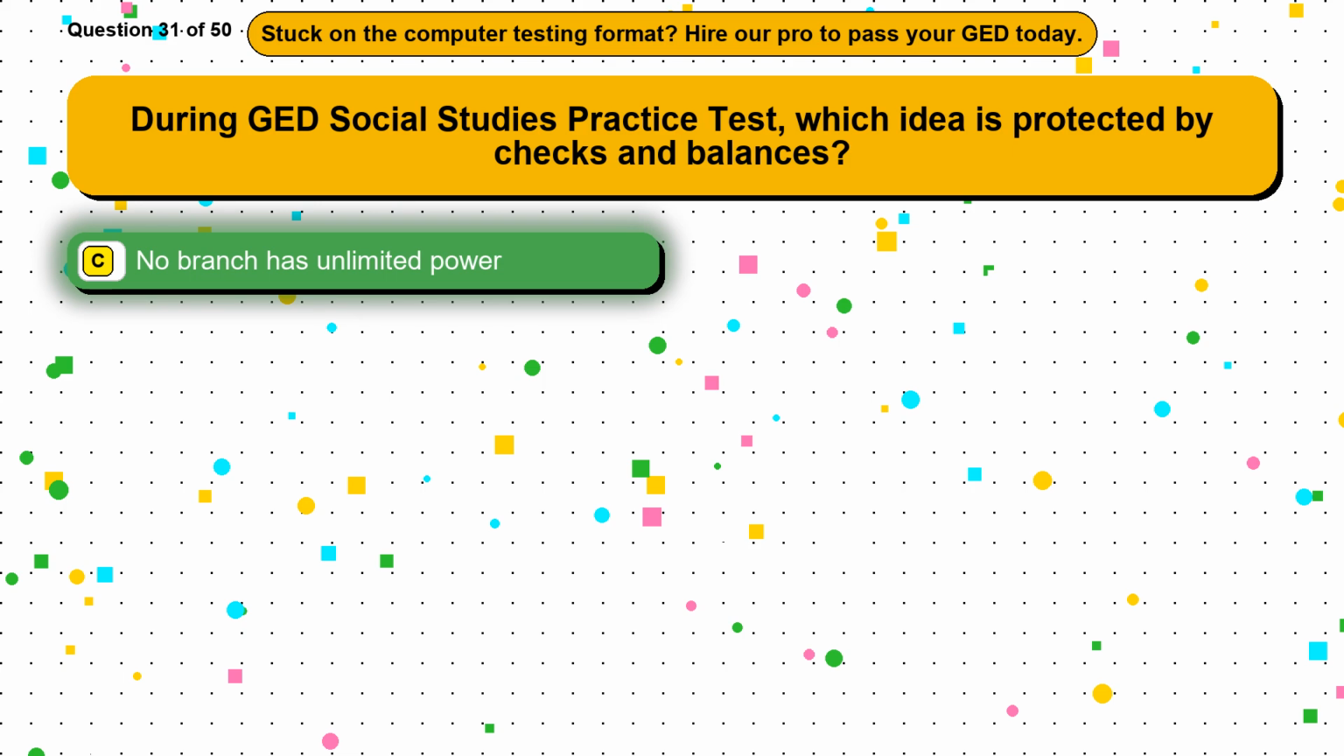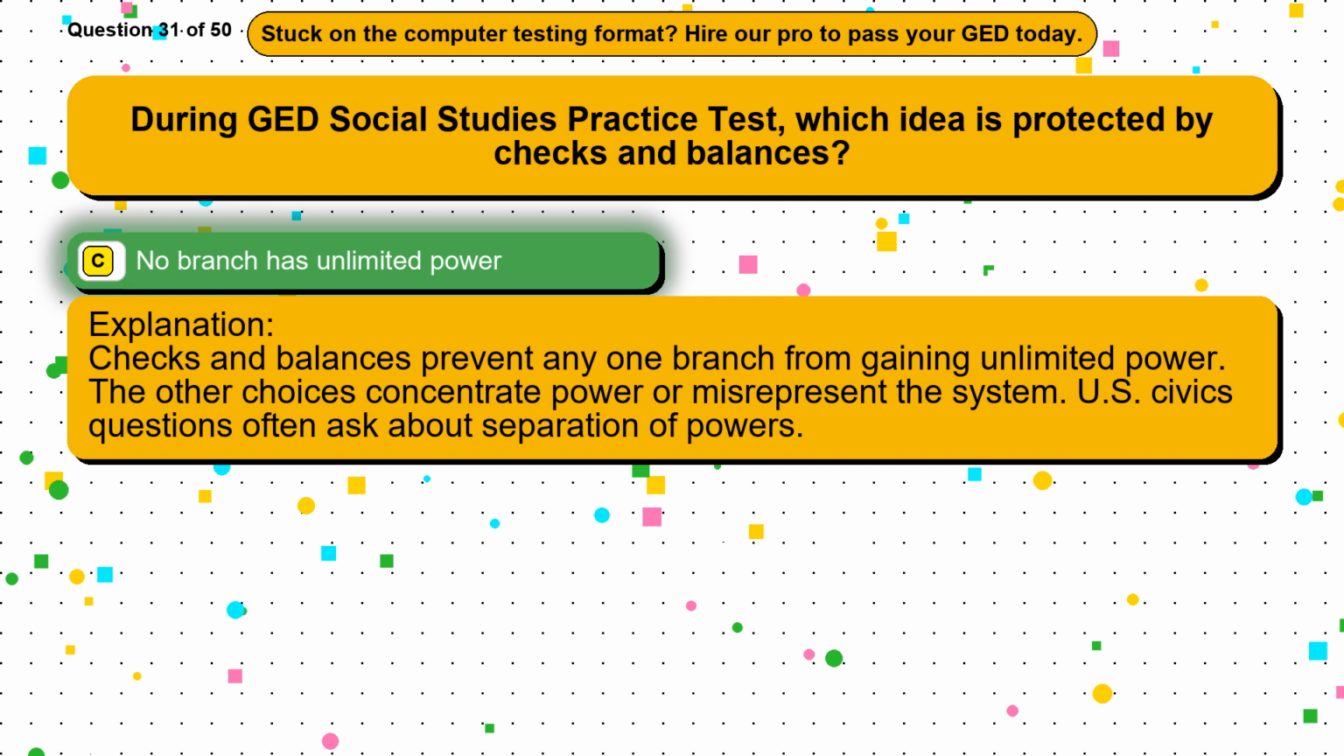No branch has unlimited power. Checks and balances prevent any one branch from gaining unlimited power. The other choices concentrate power or misrepresent the system. U.S. civics questions often ask about separation of powers.